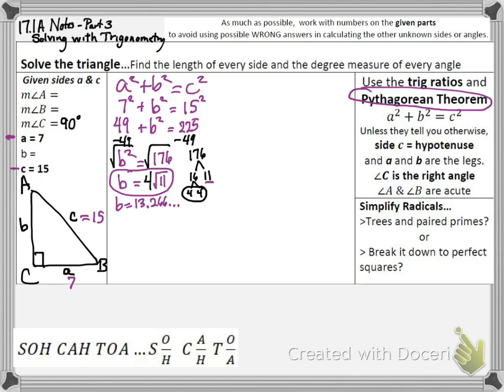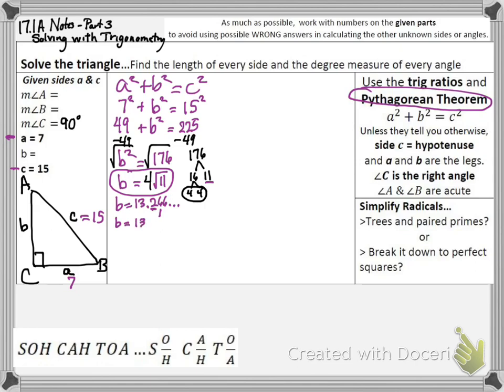Our homework either asks for an exact answer or nearest tenth. Nearest tenth means one place after the decimal. But I also have to look at the number that follows that to make up my mind about rounding up or staying the same.